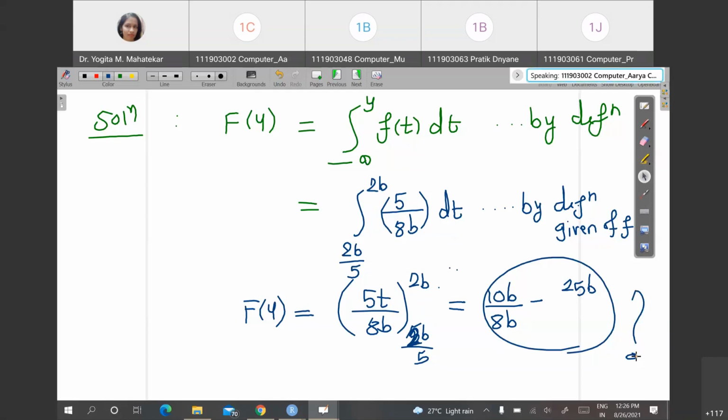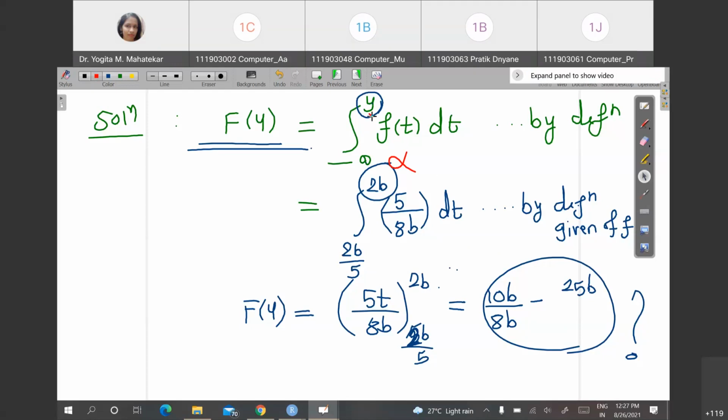Ma'am, I think the capital F of y should be a function of y, but we are getting a constant, so I think we are doing something wrong. So what is wrong? Can you trace it out? Actually, while integrating, you have integrated from minus infinity to infinity only. No. Here, when I find capital F of y, my upper limit of integration is y. So here I should not take 2b. Are you getting me? I have to find the cumulative distribution till y, no?